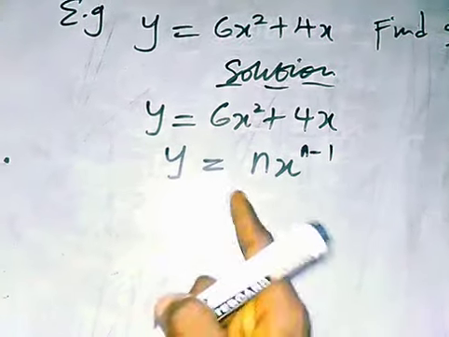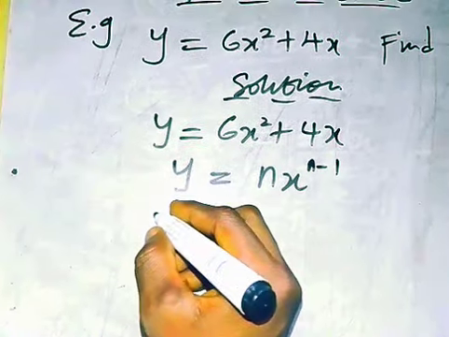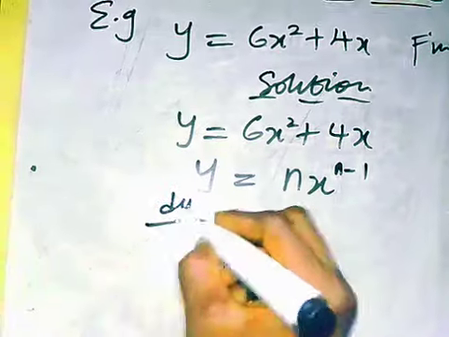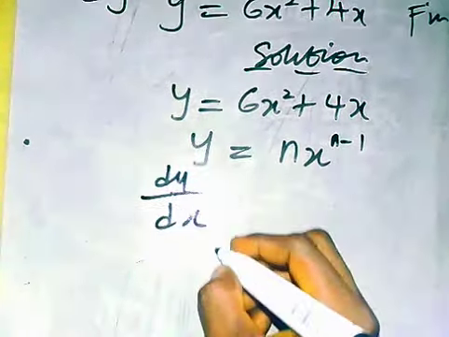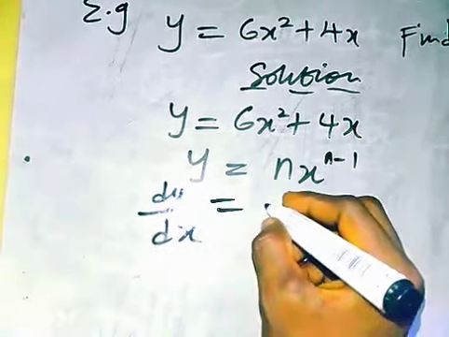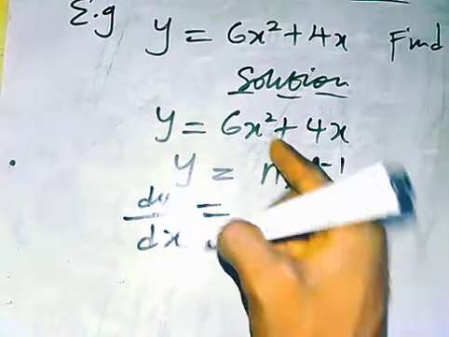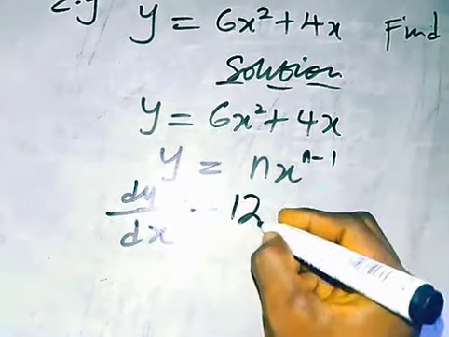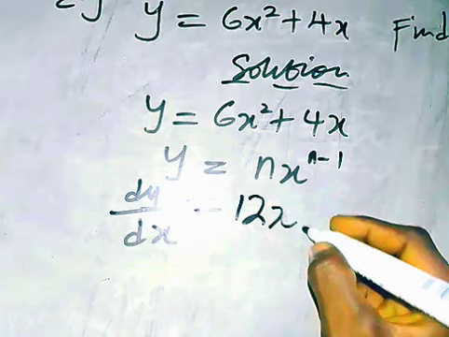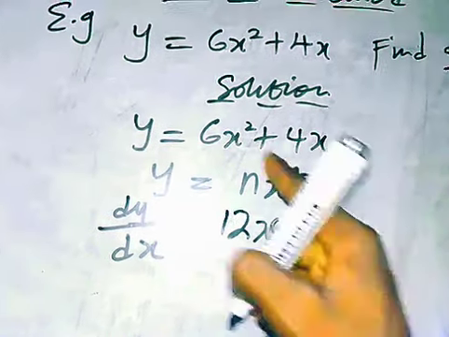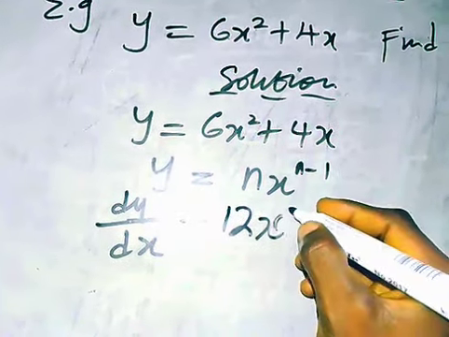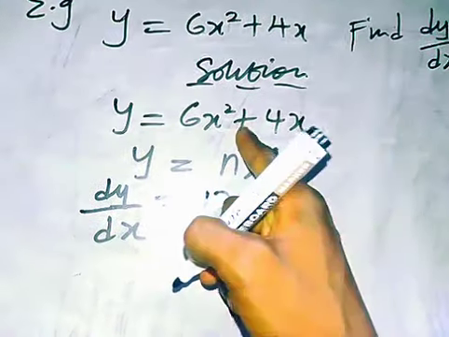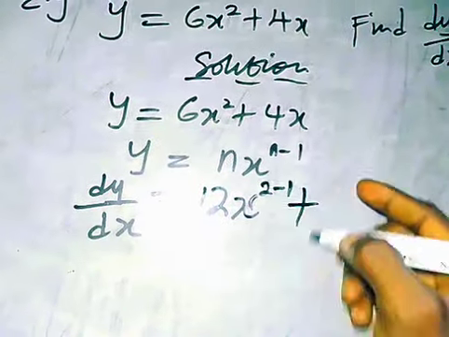Alright, so we are going to have, let's say, dy/dx, now we are differentiating, is equal to 2 times 6 is 12. 12x, alright. n is 2 here. Can we say 2 minus 1? Alright, you put the plus sign, plus.